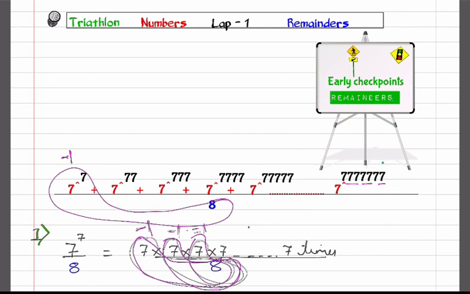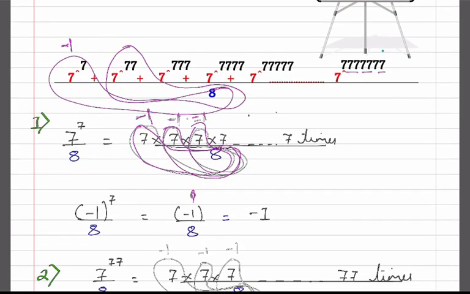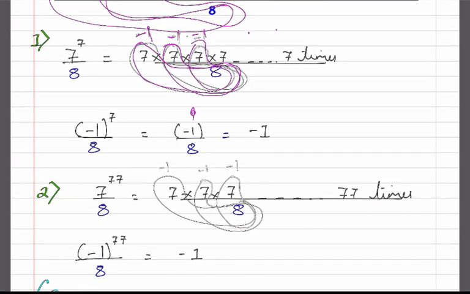Now I go for the next part. 7 raised to 7 divided by 8. Okay, so what will happen here? Let's take the second part. 7 raised to 7. What do you mean by this? 7 is being multiplied how many times? 7 times. Okay, divided by 8.